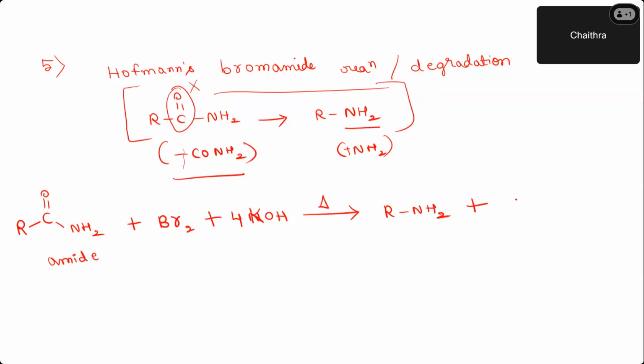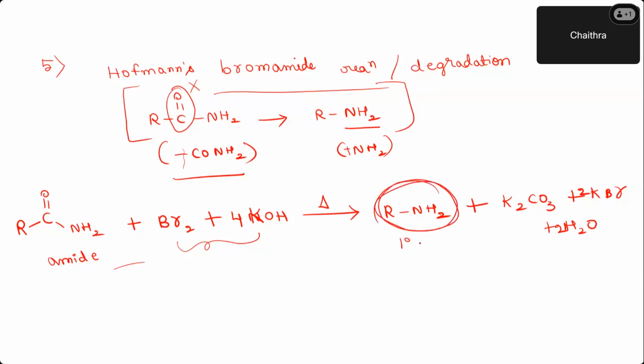Since I have taken potassium here, I'll write K2CO3, plus I also have KBr and also water as the byproducts. Just balance the reaction. So it is 2 KBr and 2 H2O. Fine. So amide, and what are the other reagents for Hoffman's bromamide reaction? Bromine and a strong alkali. So the major product is primary amine, and you get byproducts as carbonate and halide, like potassium halide, and here water.